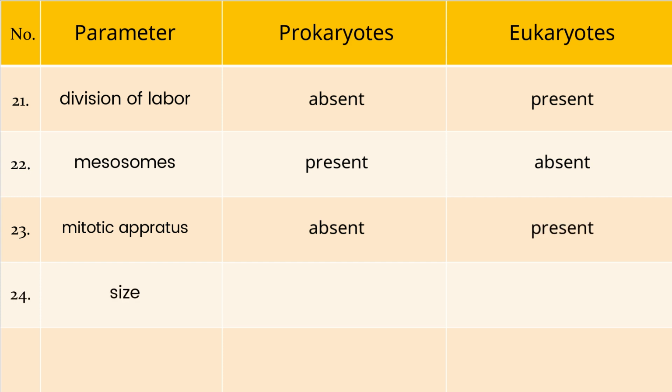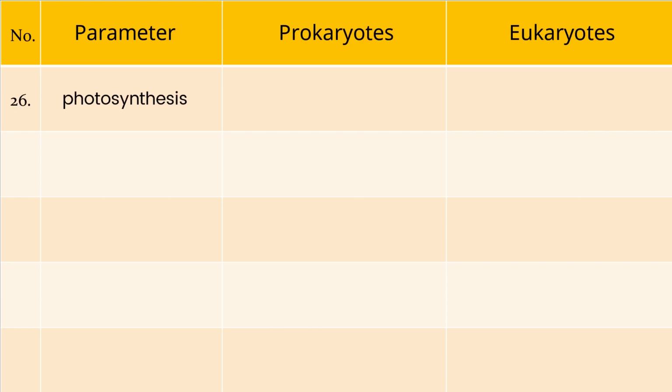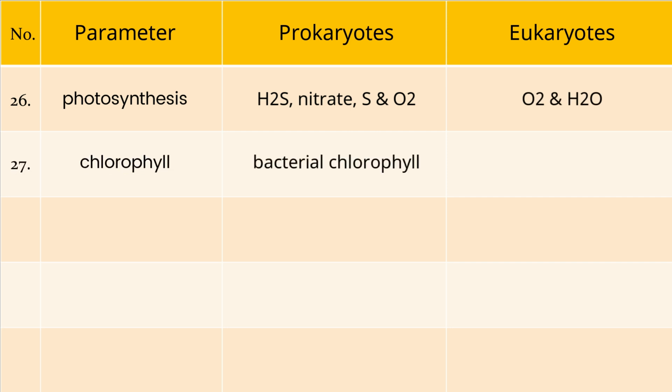The prokaryotic cells can vary in size only up to micrometers, while eukaryotes range from few micrometers to centimeters. The cellular organization in prokaryotes is only unicellular, while eukaryotes are unicellular, for example yeast, and multicellular as plants and animals. Photosynthetic prokaryotes use hydrogen sulfide, nitrate, sulfate, and oxygen as molecules, while eukaryotic photosynthesis only utilizes oxygen and water molecules. Prokaryotes have bacterial chlorophyll in them, and eukaryotes have 3 different chlorophylls, such as chlorophyll A, B, and C.